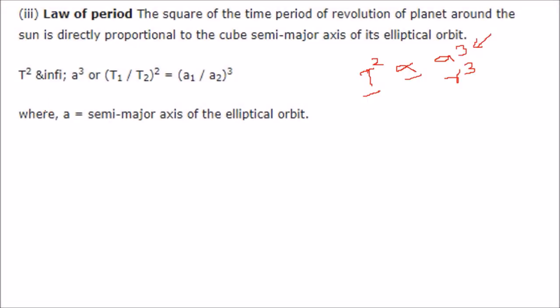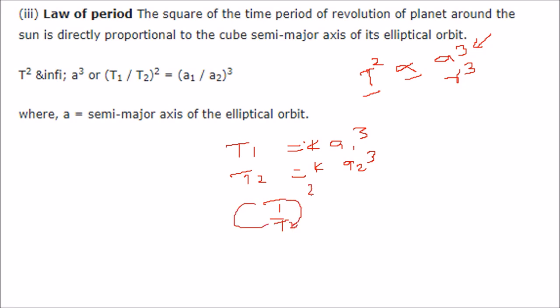So T squared is directly proportional to A cubed. For T1 time, T1² = K A1³, and for T2 time we have T2² = K A2³. If we divide these two, (T1/T2)² = (A1/A2)³, where A is the semi-major axis of the elliptical orbit.